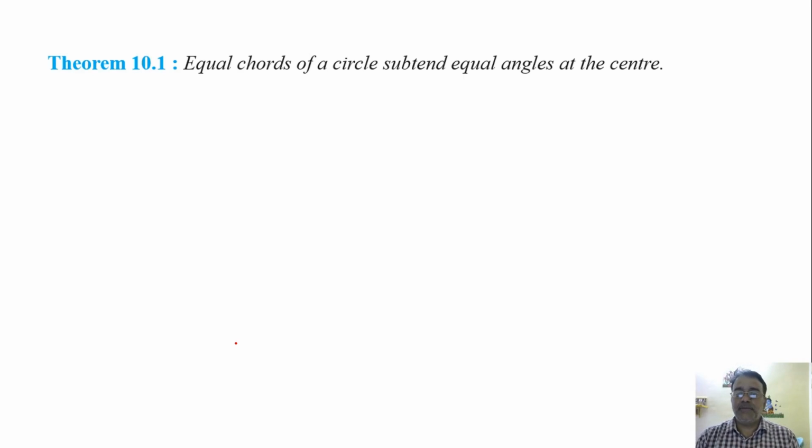Next, theorem number 10.1. Equal chords of a circle subtend equal angles at the center. So how do we prove a theorem? We write Given, To prove, along with the diagram, then construction if required, then proof. Completing all of this will get you full marks.